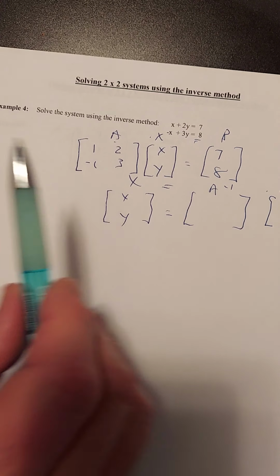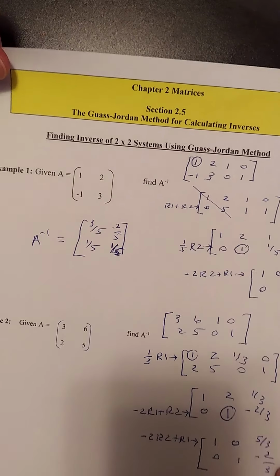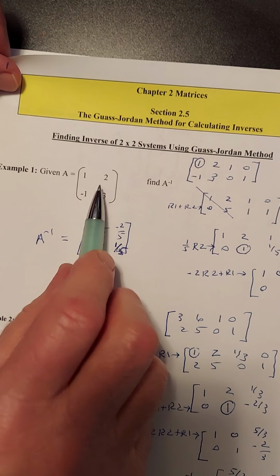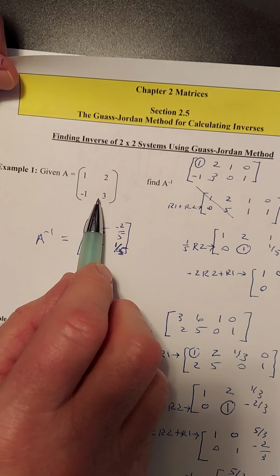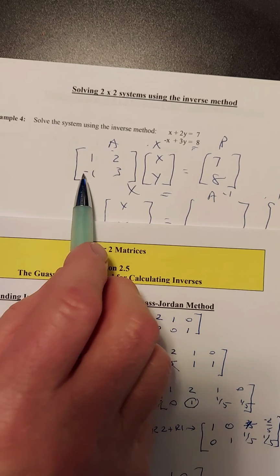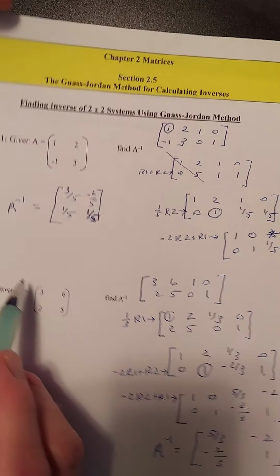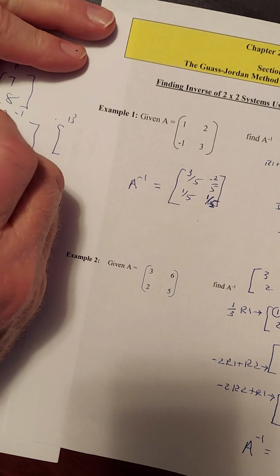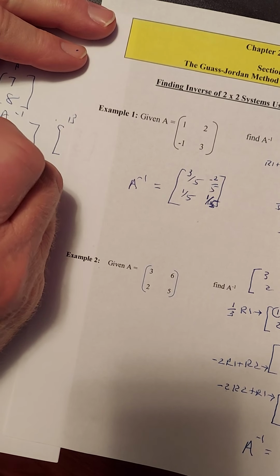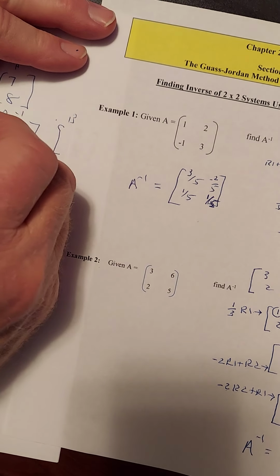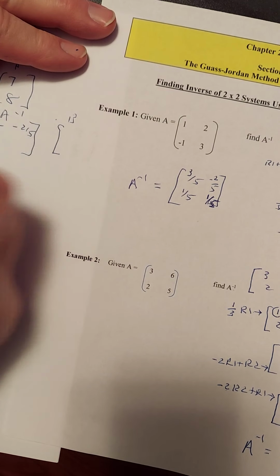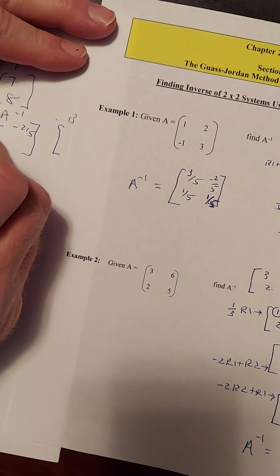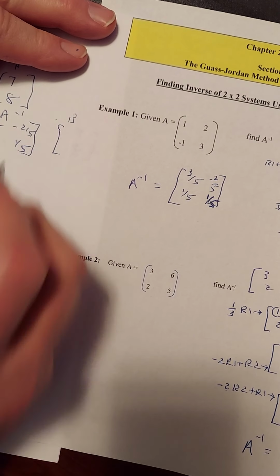If you go back to example 1, you notice how I have 1, 2, -1, 3. That's what I have here. So on here, I found the inverse to be, all I'm going to do is copy this. I don't know if you can see both of these or not, but I'm just going to copy this. I made this easy on myself. But 3/5, -2/5, 1/5, and 1/5. I already did that one, so I don't have to do it again.